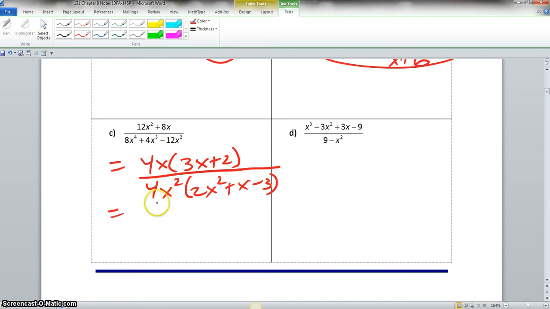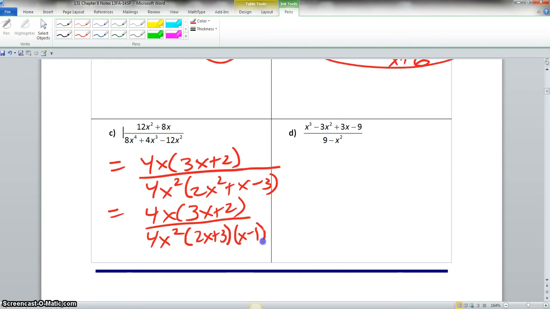Now, we could also, in our denominator, factor this parenthesis. We have our 4x squared, and then, oh wow, it's supposed to be 2x. It would be 2x plus 3, and also x minus 1.